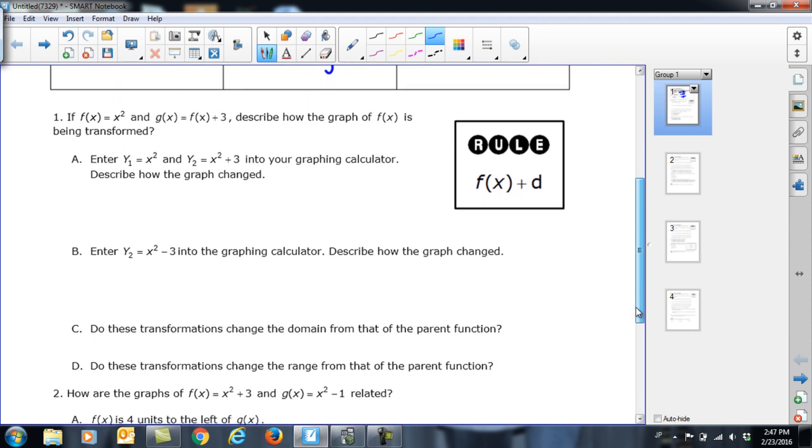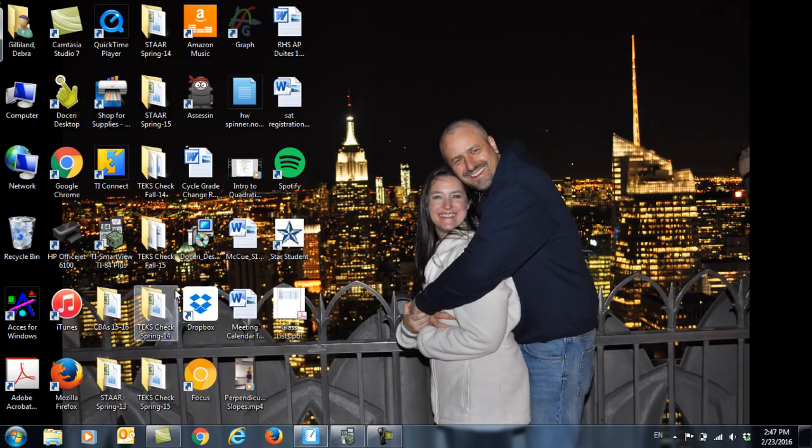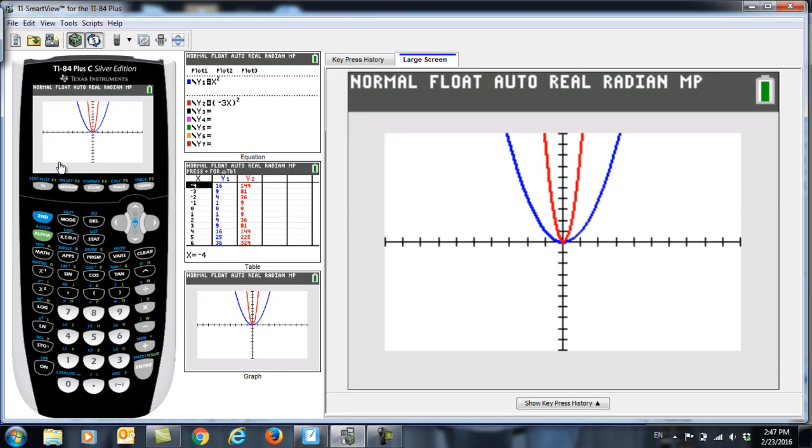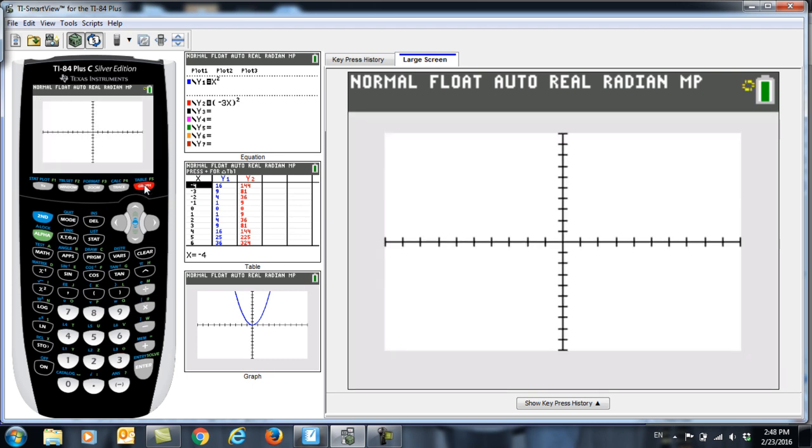So if you have your calculator, it will come in handy. The first thing we're going to do is take our x squared, our parent function, and add or subtract a number to it. So if I've got x squared and x squared plus 3, let's look at them on our calculator. I'm going to go into y equals, and I'm going to put x squared into the first one, and into the second one I'm going to put x squared plus 3. And I'm going to graph them so I can see the two together.